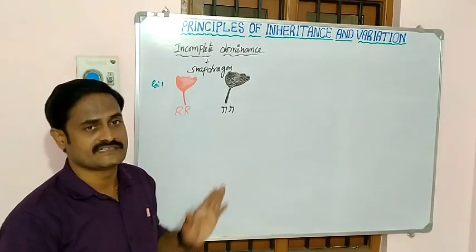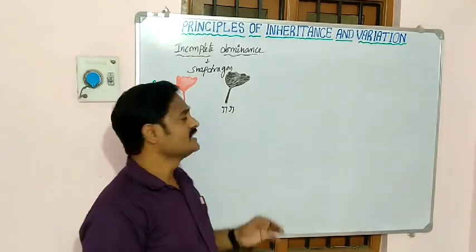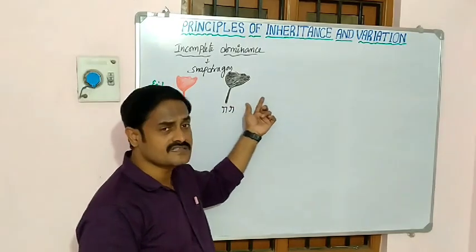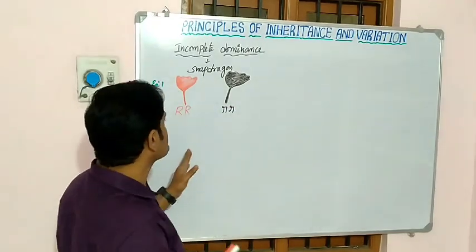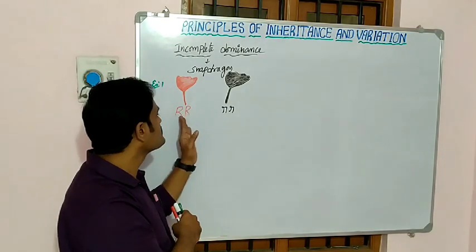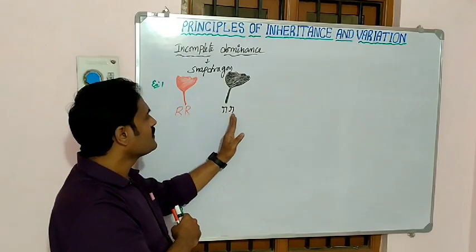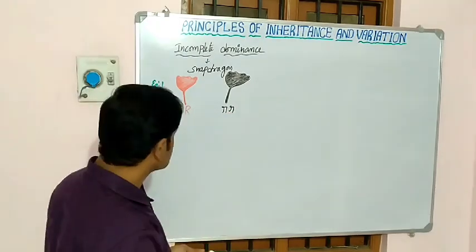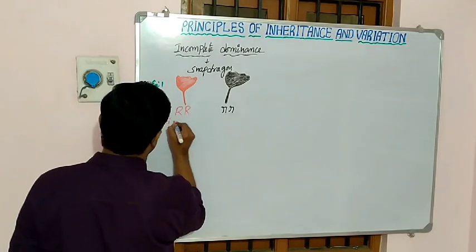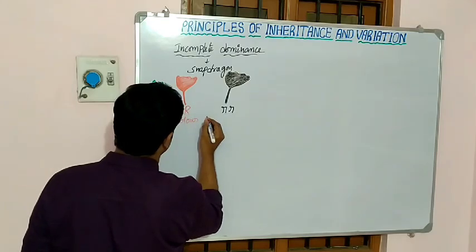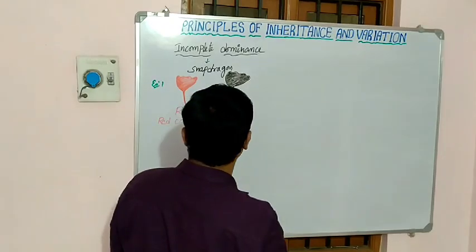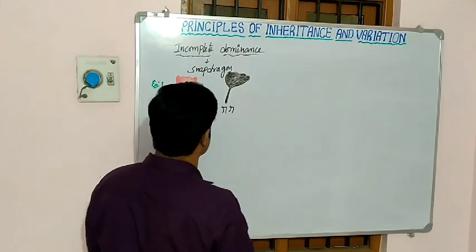So in these two flowers, which is the dominant? Red color flower is the dominant. White color flower is the recessive. How to find out this? It indicates that we use the capital letters. Always red is dominant and white is recessive. This is called a red color flower, and this is called a white color flower.